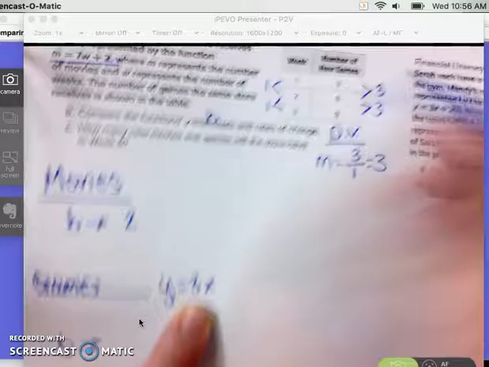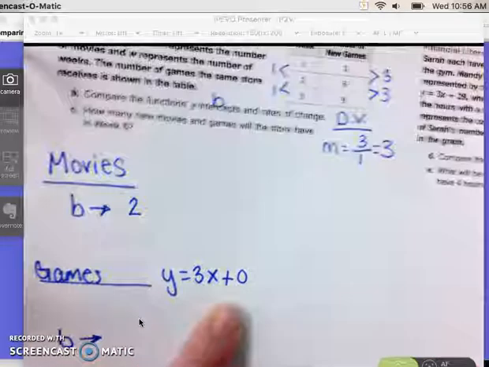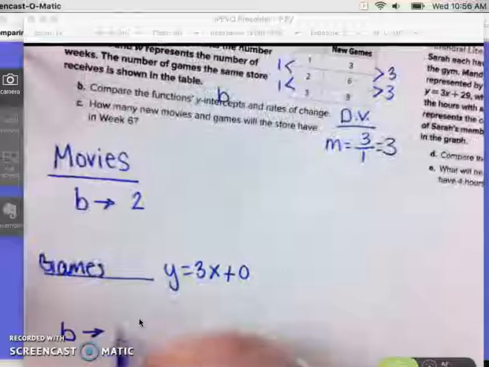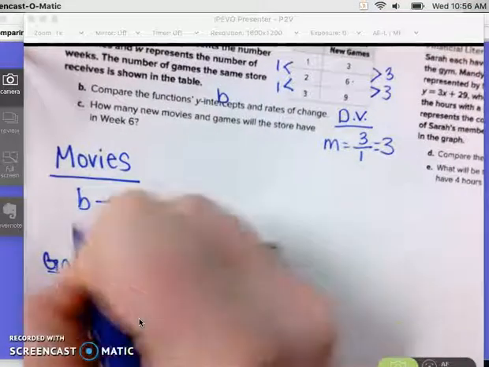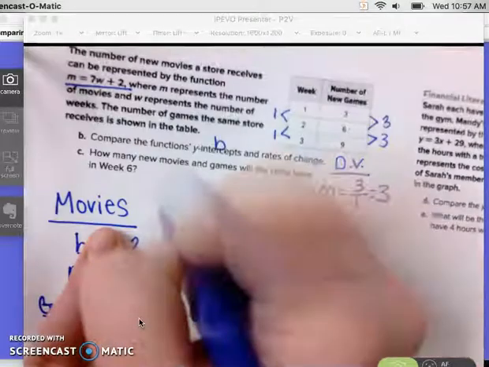And I'm not going to add or subtract anything on here. So my b for games is going to be 0. Okay, now my m for the movies.